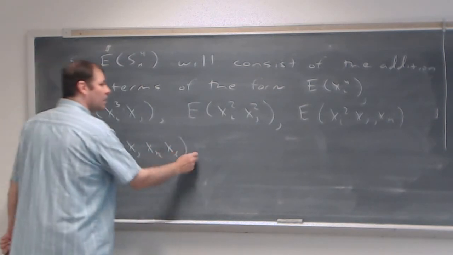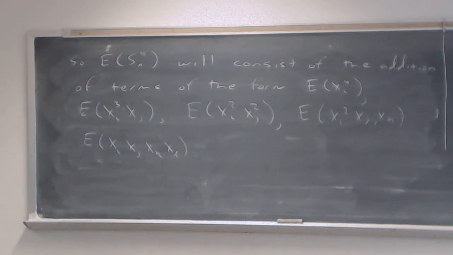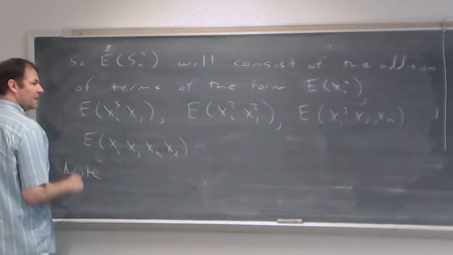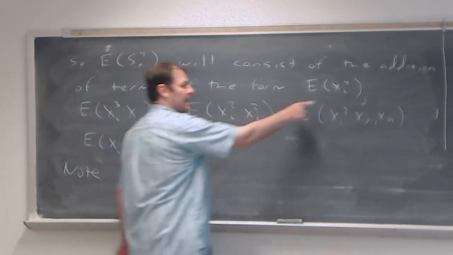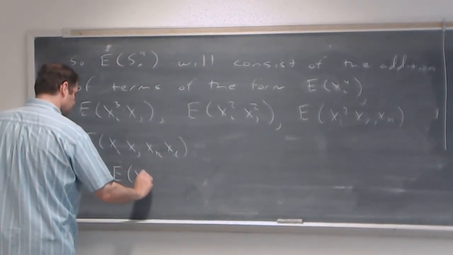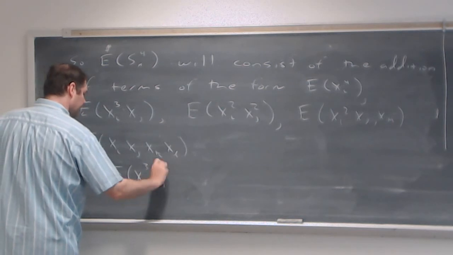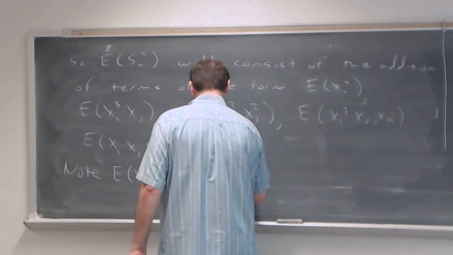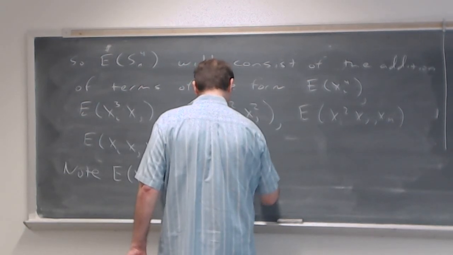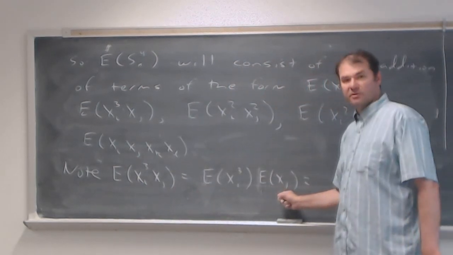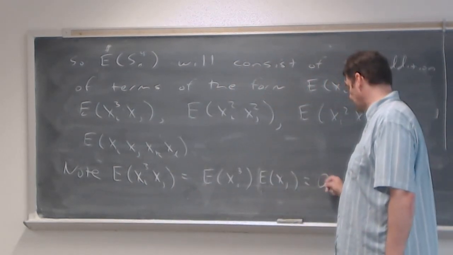Okay, so there's those types. There's 5 of them, types of expected values. Here's what I want you to know. I can't say anything about the expected value of x sub i to the 4th very quickly. But this guy, x sub i cubed times x sub j, because of independence, will be equal to the expected value of x sub i to the third times the expected value of x sub j. But we're assuming in this case that the expected value mu is equal to 0. So this is just 0.